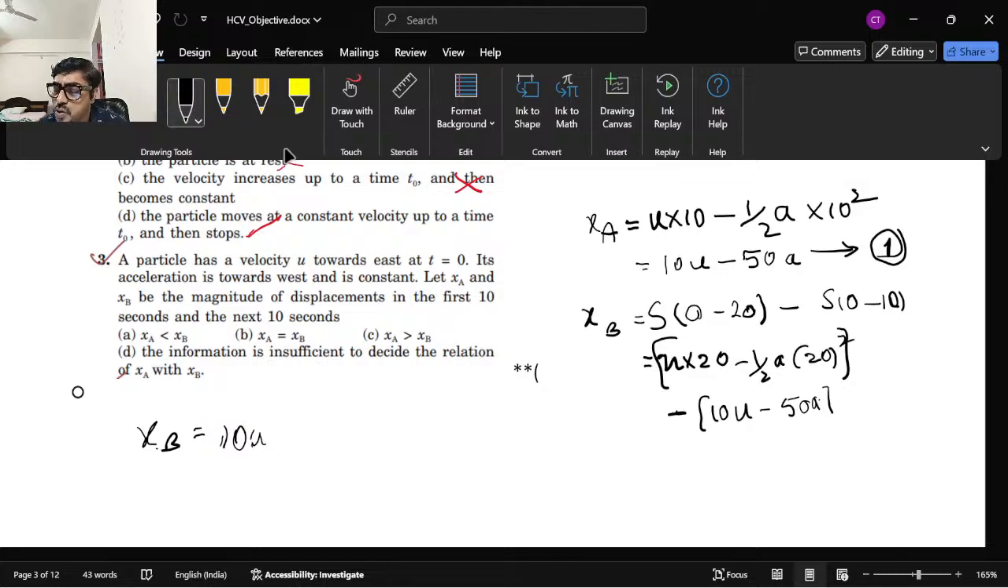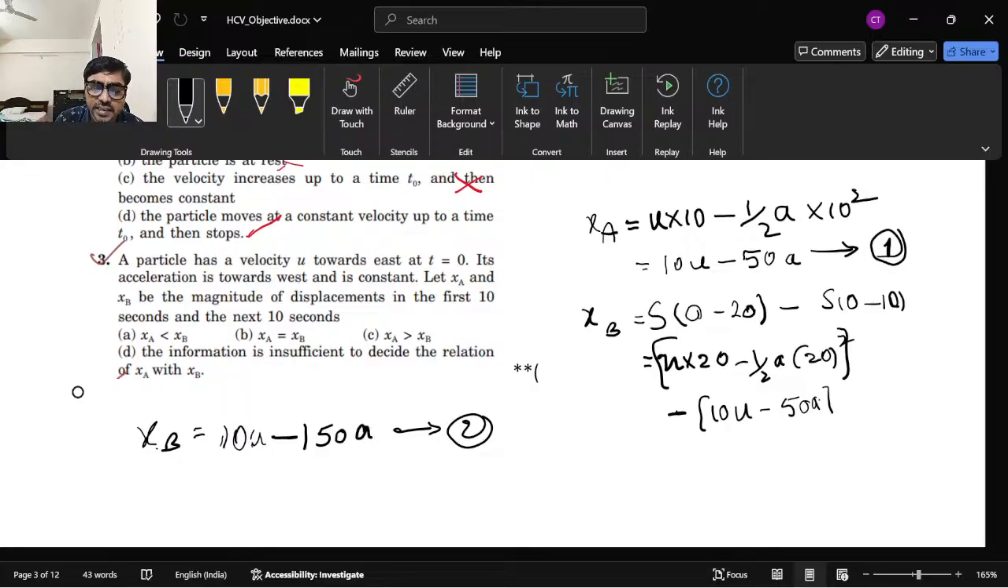Okay. Here you will get how much? 400, no? 400 by 2 is 200. Minus 200 plus 50, meaning minus 150a. This is what I have. This is the second equation. Now which one more we have to calculate.